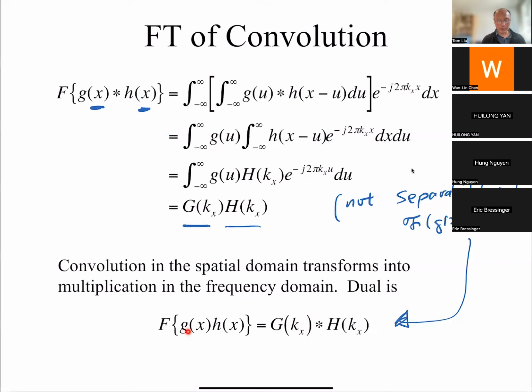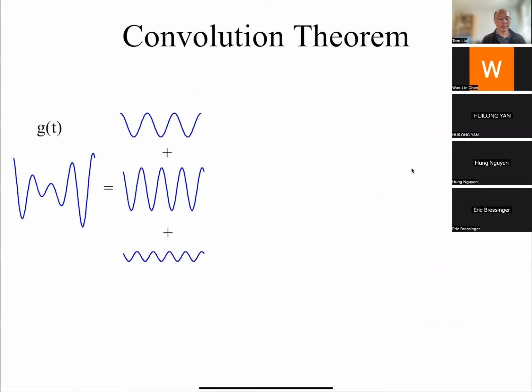But here, the Fourier transform of the product of g of x and h of x is equal to g of kx convolved with h of kx. So that's really important to remember. So let me just talk you through why this makes sense.